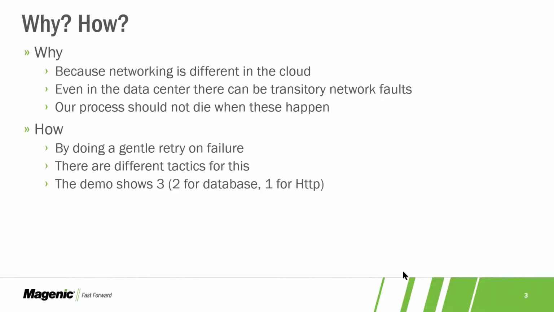Why are we doing this? Because as we've said in previous videos, networking is different in the cloud, and even in a data center, you can have transitory problems, and our code shouldn't die just because it can't connect to something. If it really can't connect for too long, it should throw an exception, but it should reset itself to a sane state and wait for the next unit of work, the next call, whatever. So, you do a gentle retry on failure. Typically, you do some sort of back off, exponential or otherwise, and you do it a certain number of times. And then after that, you throw the exception that you just can't connect.